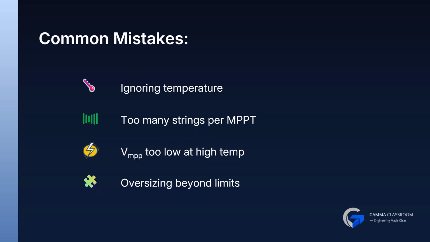Here are common mistakes to avoid: ignoring temperature effects, adding too many strings per MPPT, letting maximum power point voltage fall too low at high temperature, and oversizing beyond limits. These mistakes can cause shutdowns or long-term reliability issues.